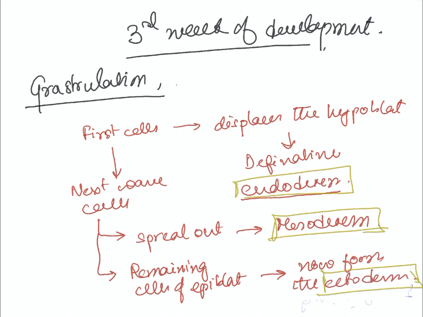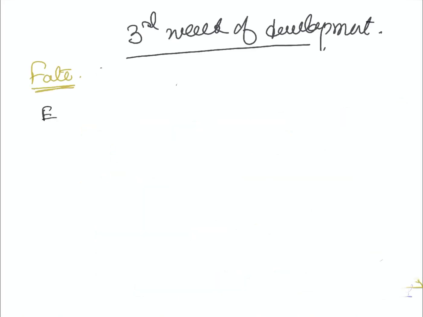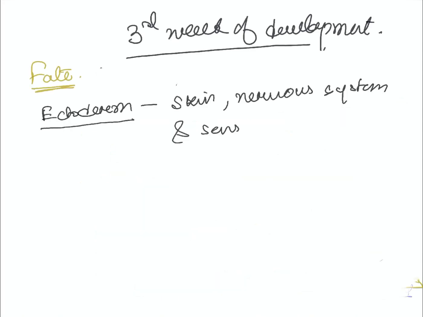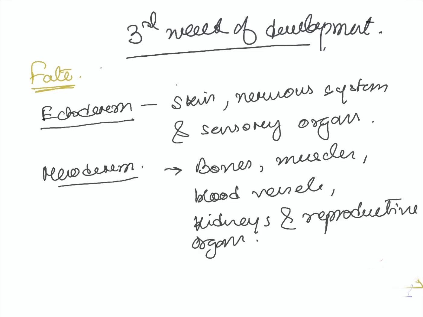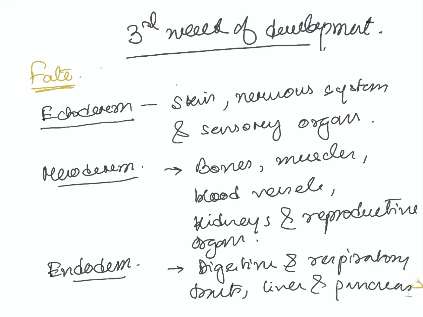So the next part is the formation of the notochord. Before that, we'll see the fate. The ectoderm forms the skin, nervous system and sensory organs. Mesoderm forms the bones, muscles, blood vessels, kidneys and reproductive organs, and the endoderm forms the digestive and respiratory tract, liver and the pancreas.